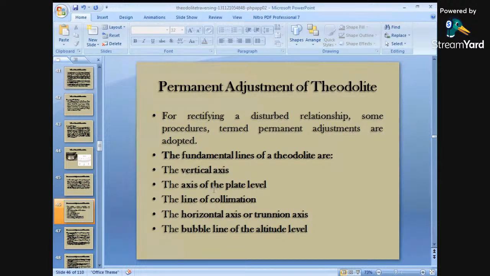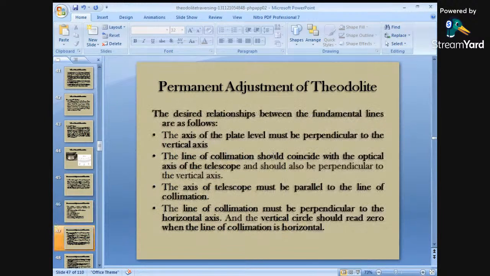Then there is the line of collimation, the line which passes through the center of the object glass and the center of the eyepiece. That line is called the line of collimation. Then there is the horizontal axis. Then there is the bubble line of the altitude level. These are some of the fundamental lines which are used in your theodolite.